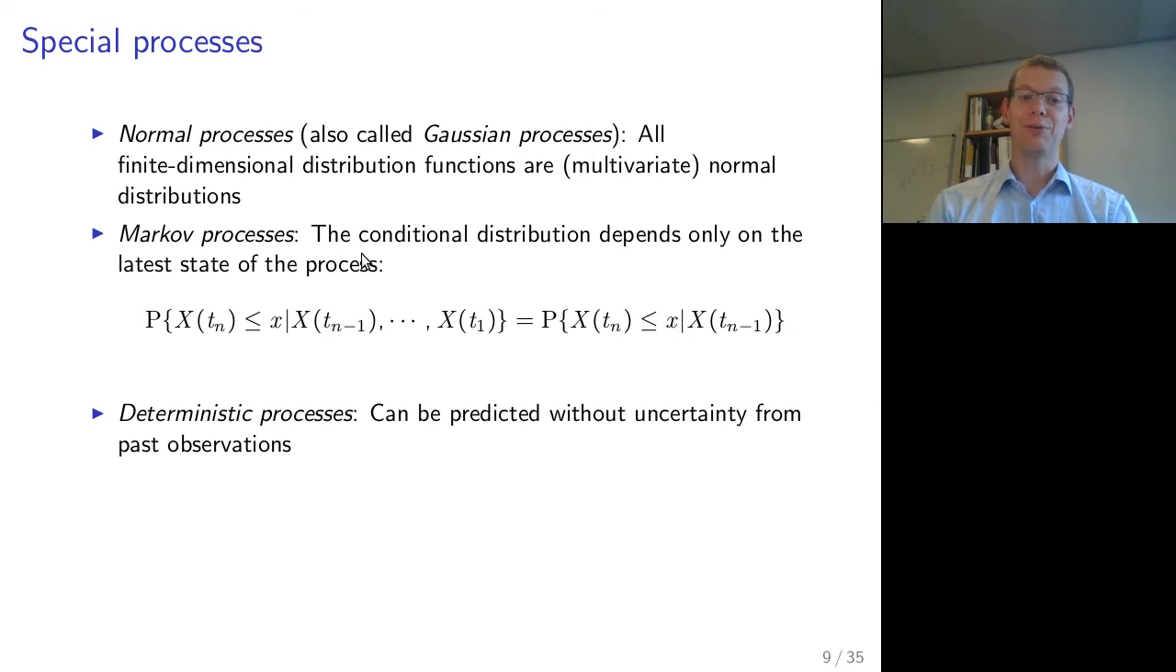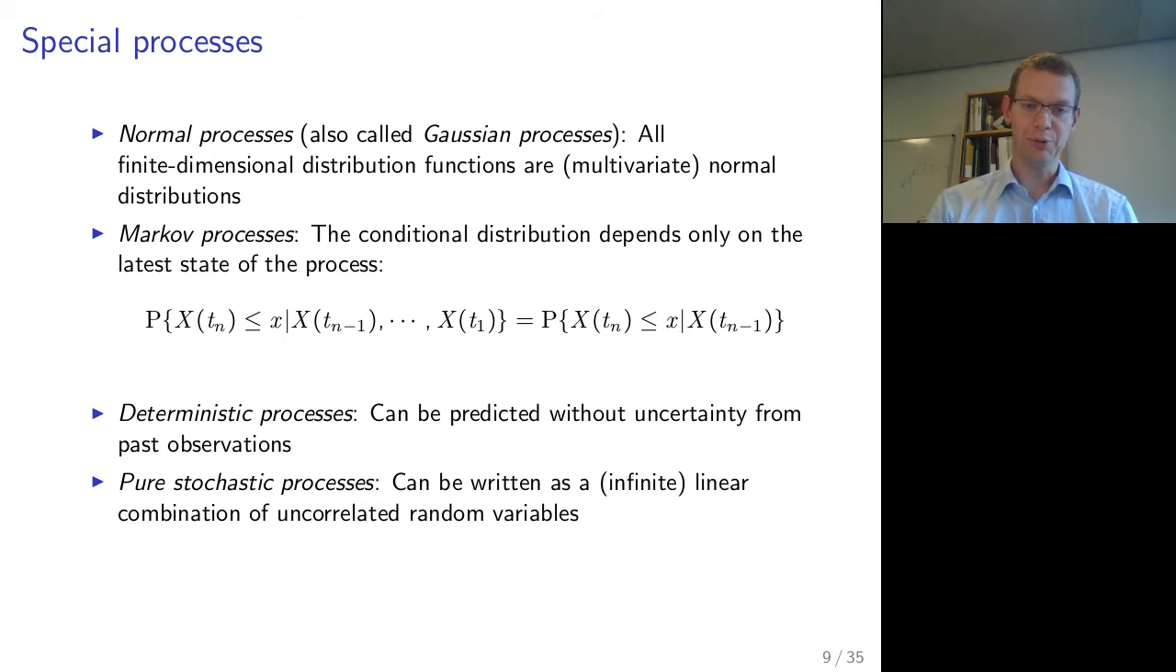We also have deterministic processes. You've heard a lot about that in other courses. Basically, you can predict without uncertainty, just given some past observations. And you have pure stochastic processes. That's what we'll focus more on. They can be written as potentially infinite linear combinations of uncorrelated variables. And you can also have combinations, well, a sum of a stochastic and a deterministic process. So we can decompose any process into these two different parts.